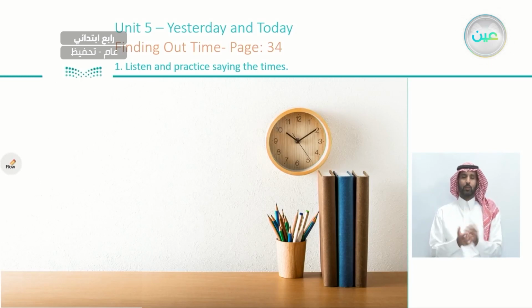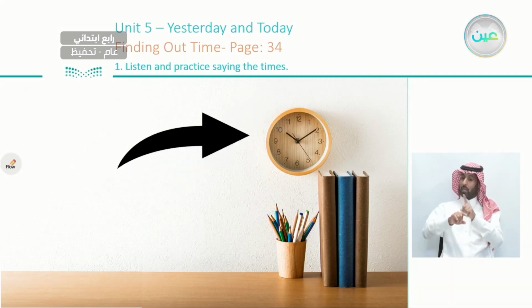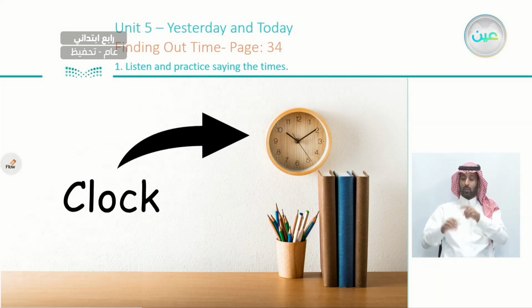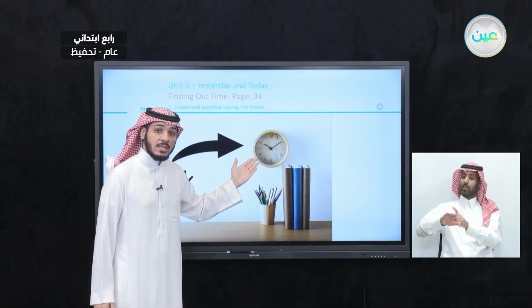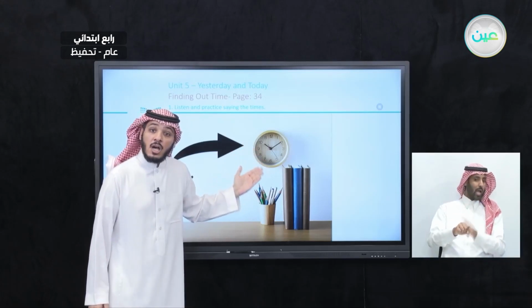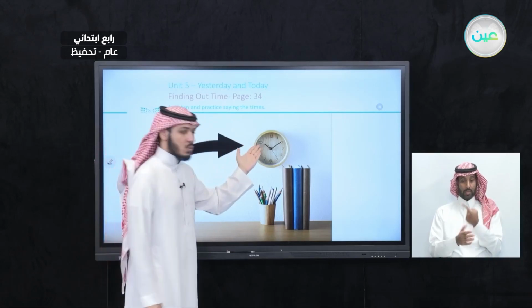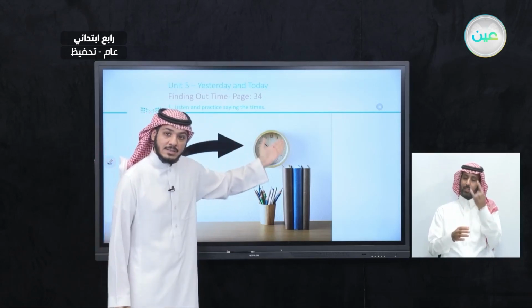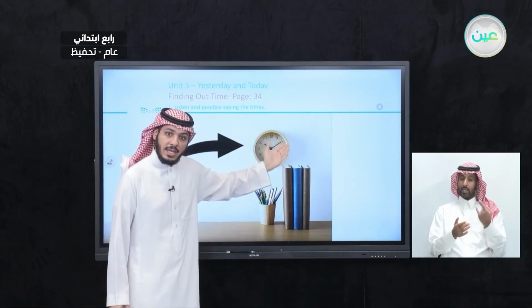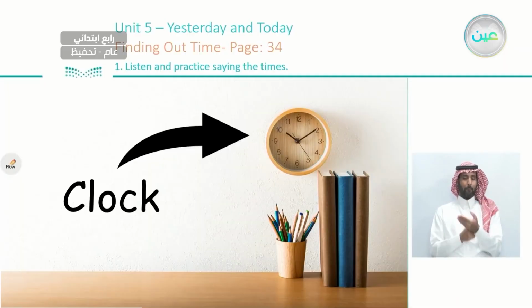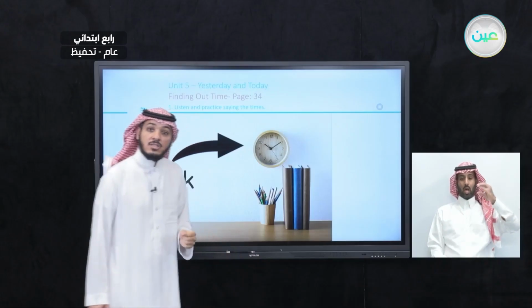Okay, what do we use? This. What is this? This is called a clock. Excellent. So we call this a clock. The clock tells us the time. Okay, so we know that the time here is 10:10. So this is the clock, and the clock tells us the time.